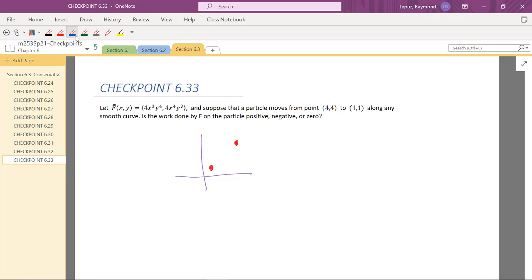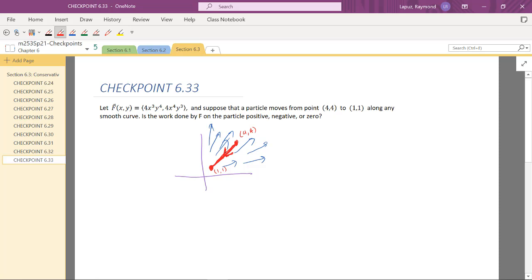It'd be nice if we get some idea what the vector field looks like, but what I can say is that in the first quadrant, which is where the curve lives, the vector field looks like it's just going to be pointing outward, going in the positive x and/or positive y direction. And if we have any path going from (4, 4) to (1, 1), we're going to be moving in the opposite direction of the vector field.